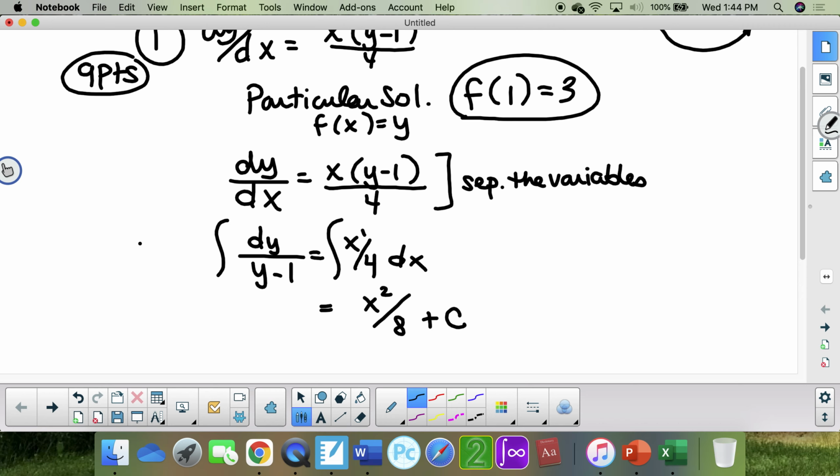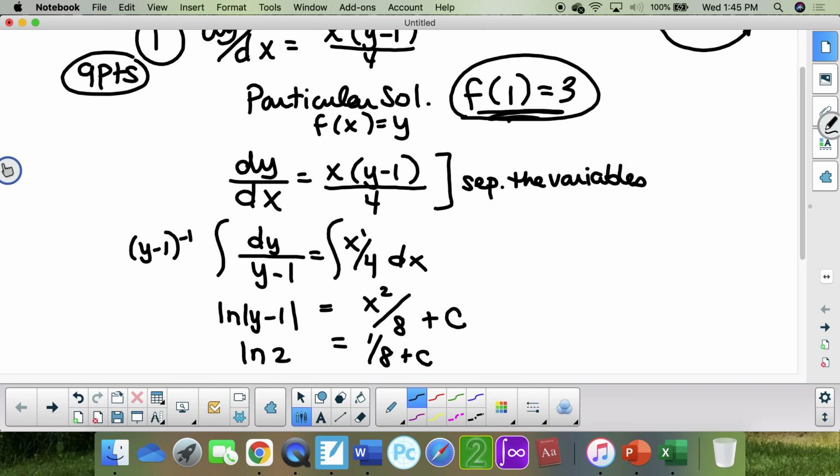This is the same thing as y minus 1 raised to the negative 1 power, correct? So when you add 1 to that, that makes 0, which is the natural log of y minus 1. They give you this up here because you have to find your c value in this problem. When x is 1, y is 3. Natural log of 2, because 3 take away 1 is 2, right?